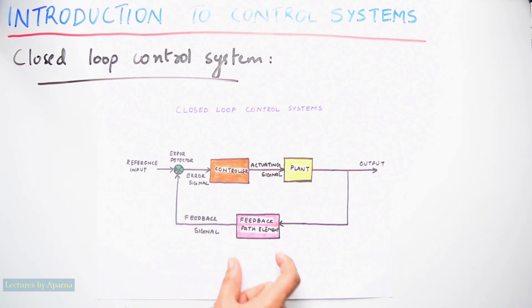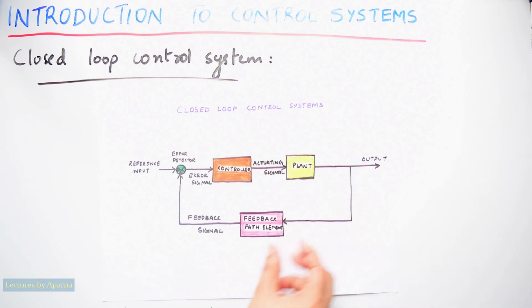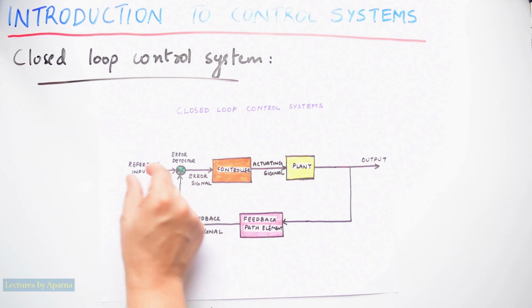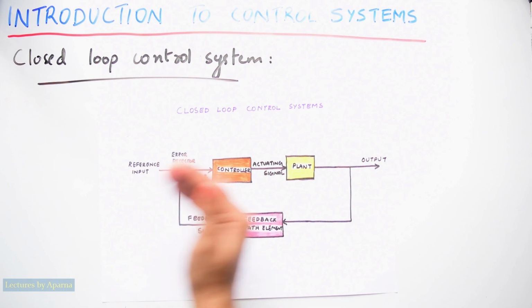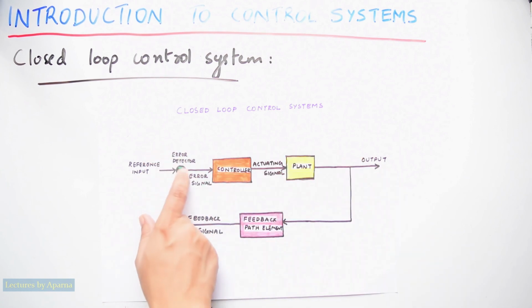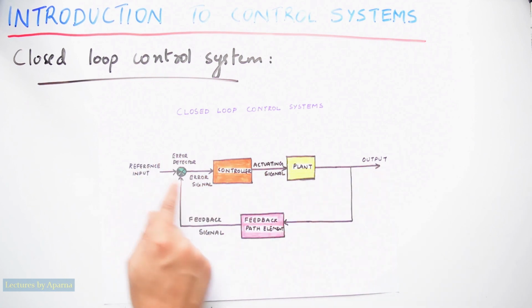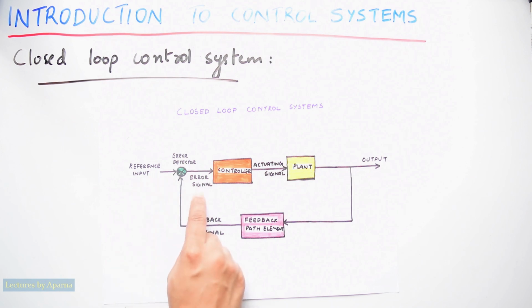So the feedback path element, which is usually a sensor, collects the samples of the output and those samples are given to the error detector. This error detector calculates the difference between the feedback signal and the reference input. So whatever desired output you need, this error detector calculates the difference between that desired output and the output which you actually got. So that difference will be calculated as the error signal. That signal will be given to the controller.